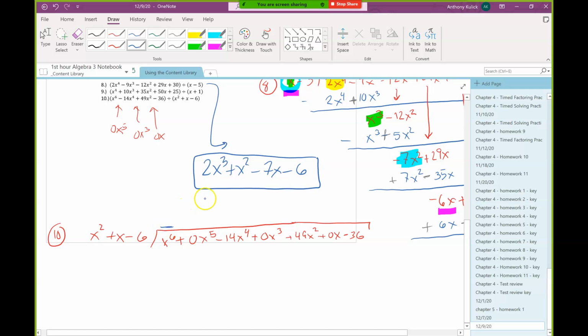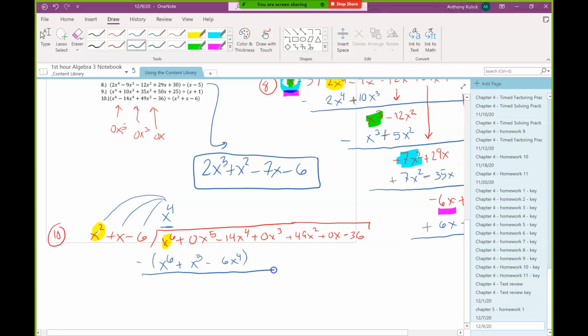So we'll start at the top and ask how many times does x squared go into x to the 6th? Well, that would be x to the 4th, because x to the 4th times x squared gives me x to the 6th. So now I'll go ahead and multiply this to the entire divisor. So that gives me x to the 6th plus x to the 5th minus 6x to the 4th.